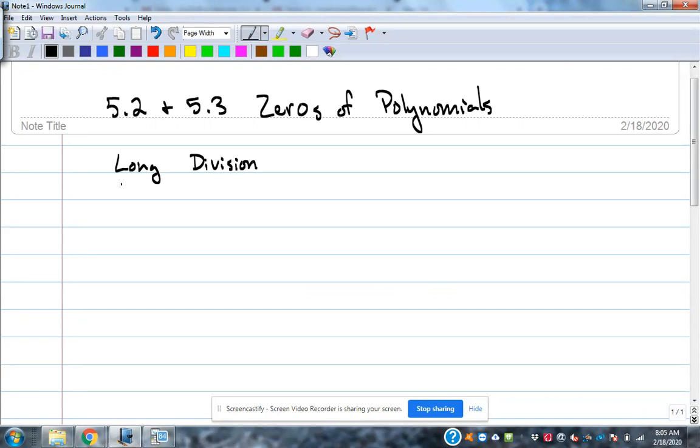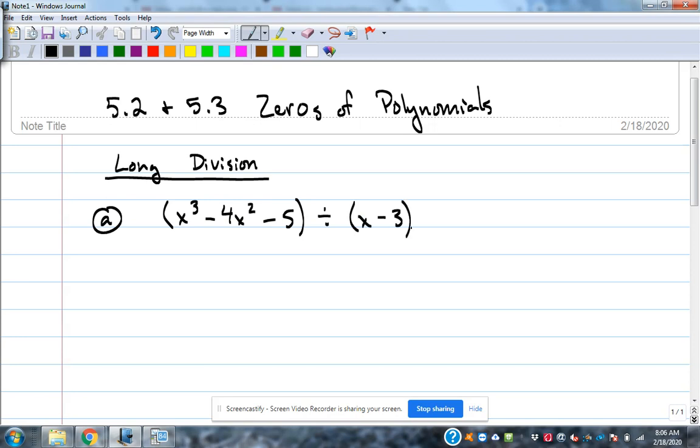We'll use this later in the chapter, probably more so than you'll use it this section or these two sections, but do need to review long division, and then we'll do synthetic division, which is what you'll use most of the time. x to the third minus 4x squared minus 5 divided by x minus 3.